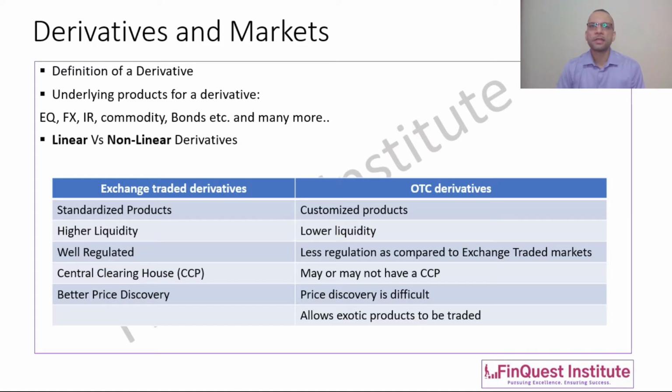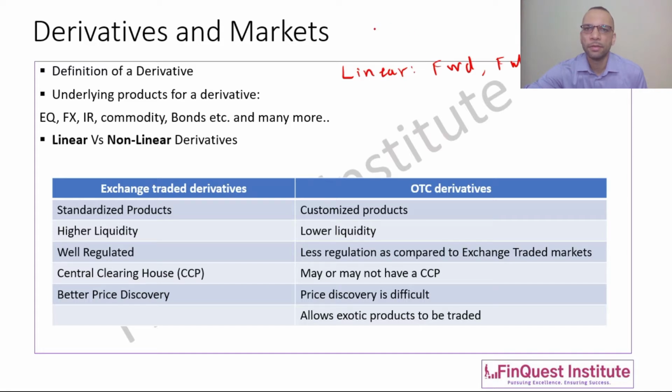Derivatives are further subclassified into linear and non-linear derivatives. By linear derivatives, we mean derivatives whose payoff is linearly dependent on the movement of the underlying. Popular examples of linear products include forwards, futures.